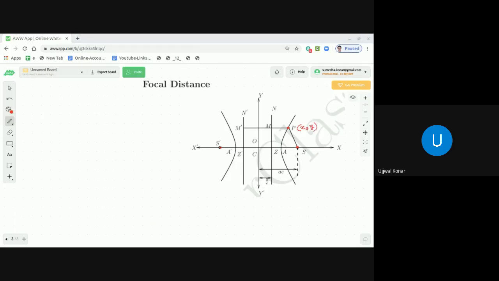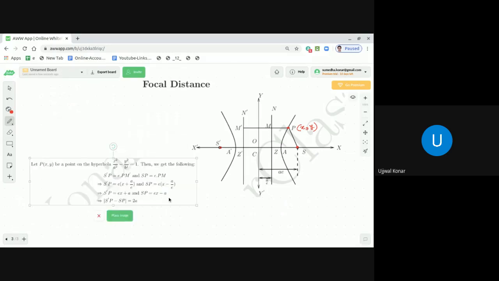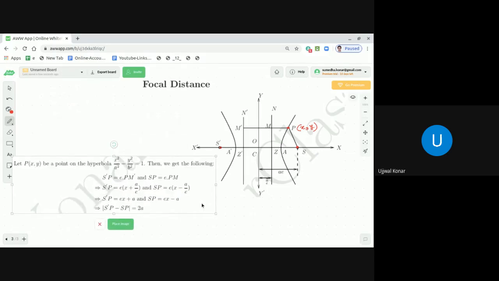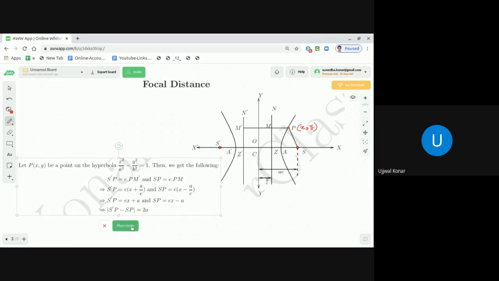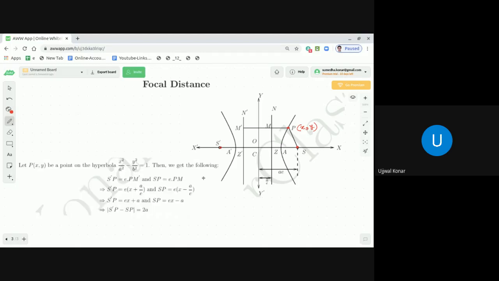So we know this thing, S'P is equal to e into PM' from the fundamental definition. From the fundamental definition of hyperbola, we know that the ratio of its distance from a fixed point and a fixed line is a constant, and that constant is nothing but the eccentricity. So dear students, keeping this in mind, we can always say that S'P is equal to e into PM', and SP is equal to e into PM.